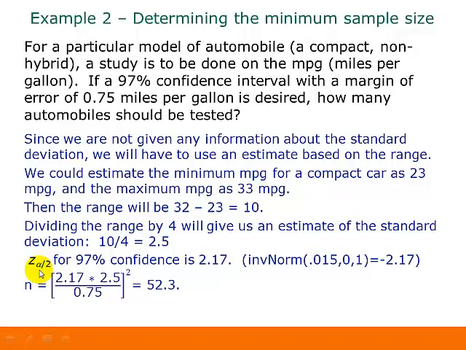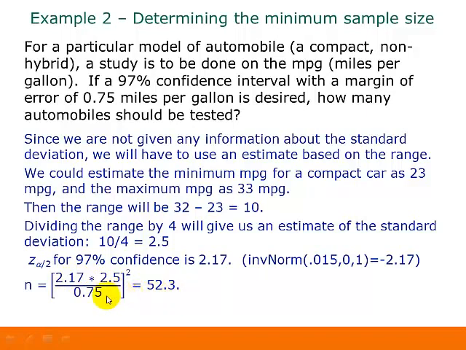Now the critical value from the standard normal distribution for 97% confidence is 2.17. And then again, to get this, you would find alpha, which would be 3%, divide that by 2, which would give you 0.015, and then put this in your inverse norm function in your calculator, which would give you negative 2.17. Now, if we plug all that into our formula here, we end up with 52.3.